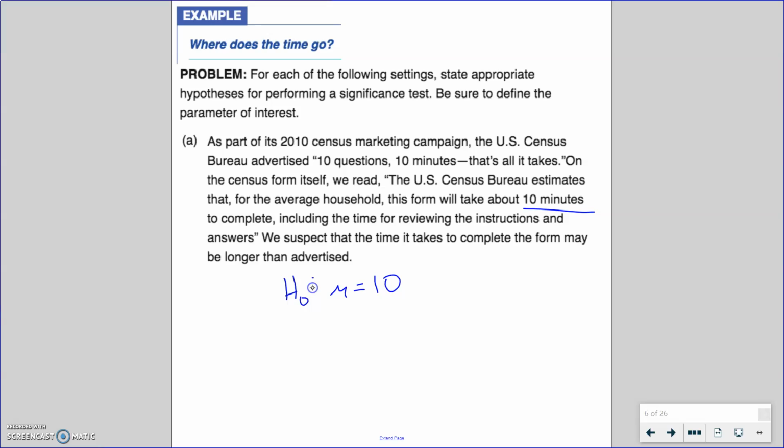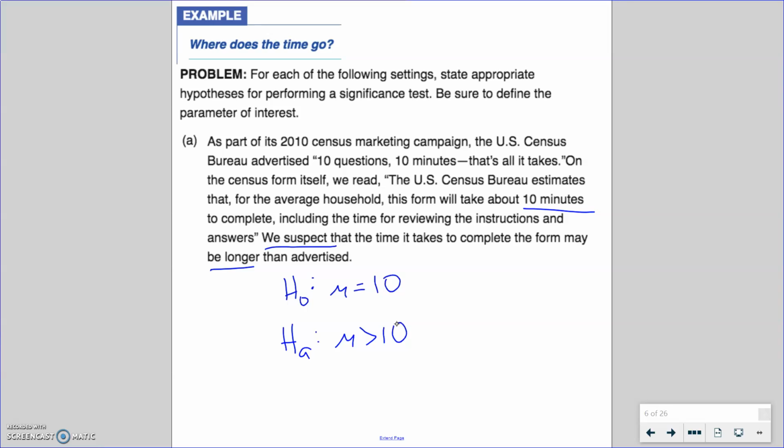And what we do is we put a little colon there. That's kind of how we notate that. So that's what's already out there. They're saying, the US Census Bureau is saying, 10 minutes. On average, the mean is 10 minutes to take this. We suspect that it takes longer than advised. So our alternative is that we think it's going to take longer than 10 minutes.